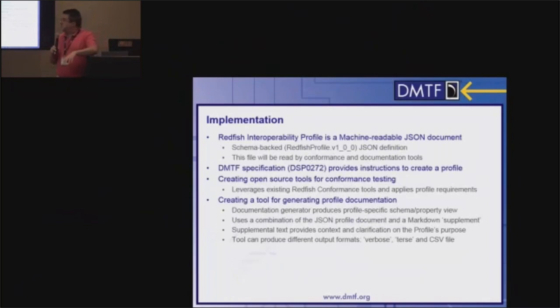Like I said, this is the background on what is available for developing and publishing a profile. There is a machine readable JSON document that's defined by a JSON schema. There's a specification that tells you how to write that JSON document, and that's available from the DMTF website. I need to change the term there. It says creating open source tools for the conformance testing. Well, we've already created those tools. They are out on GitHub under the DMTF's repository called the Profile... John, help me. It's a Profile Conformance Checker. Oh, Interoperability Validator, that's right. Yes, Interoperability Validator.